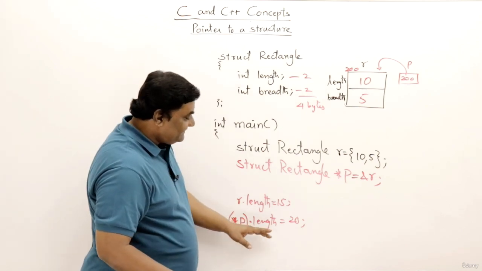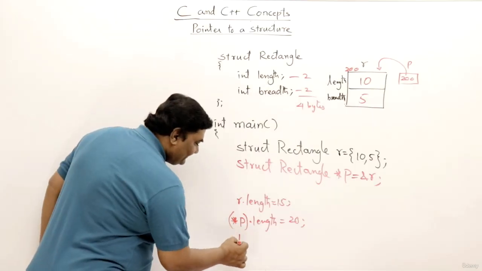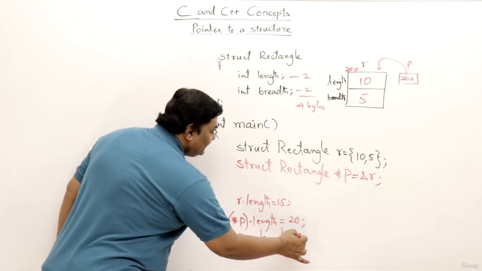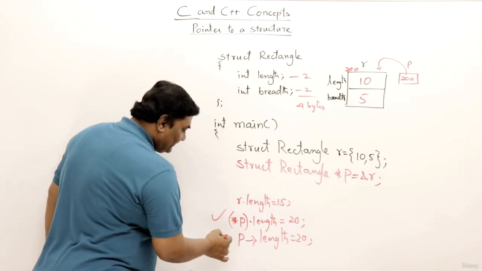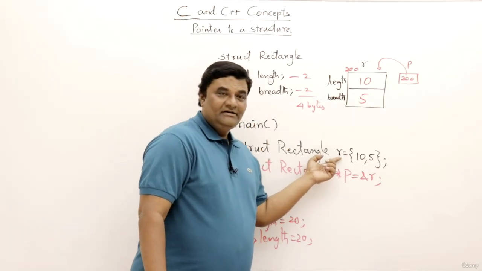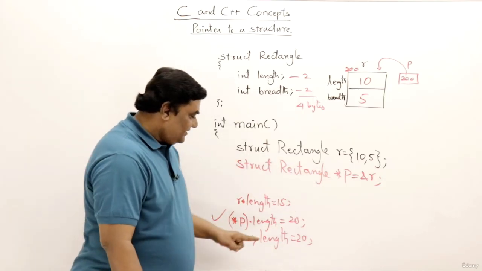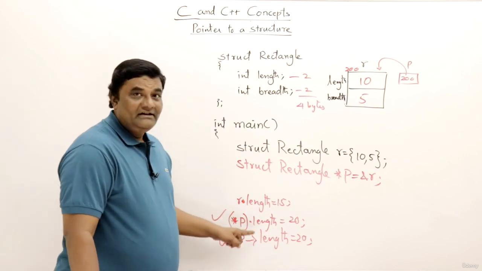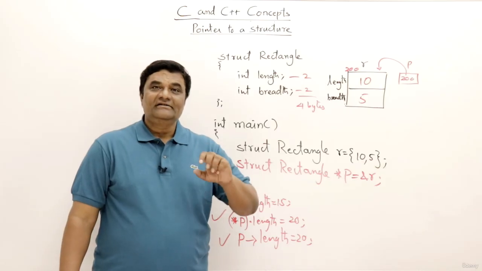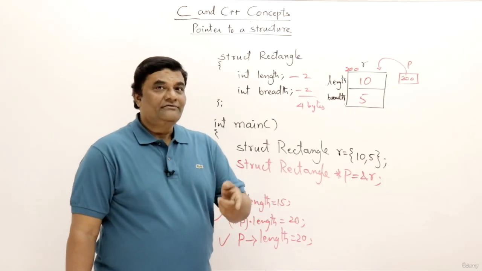So instead of following this syntax, the C language gives a simple syntax for accessing the members using a pointer. I can simply say p arrow length assign 20. So either we can use this or we can use this. Finally, for a normal variable, use the dot operator, and for a pointer variable, use p arrow. Instead of dot, we have an arrow. So this is the method of accessing a structure using a pointer. Arrow is used.